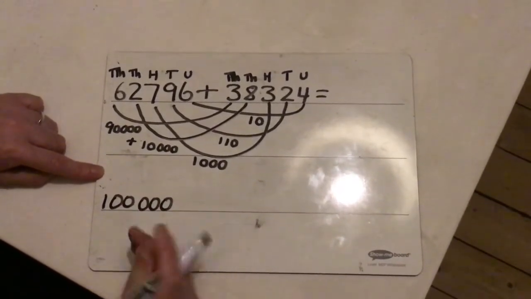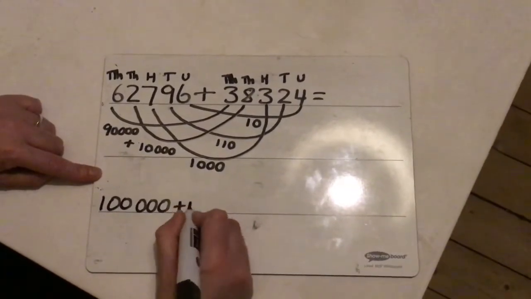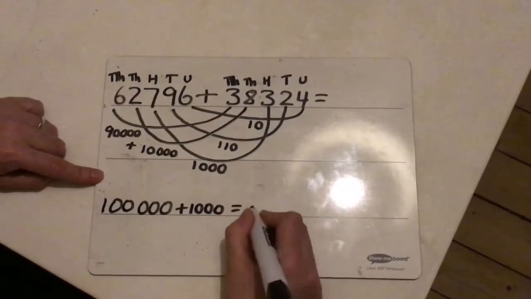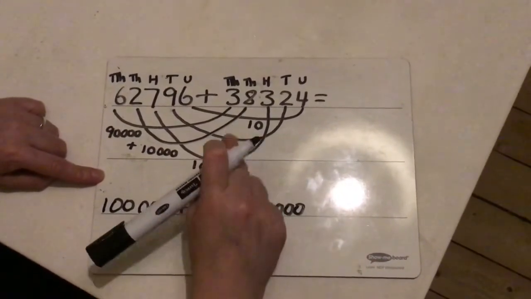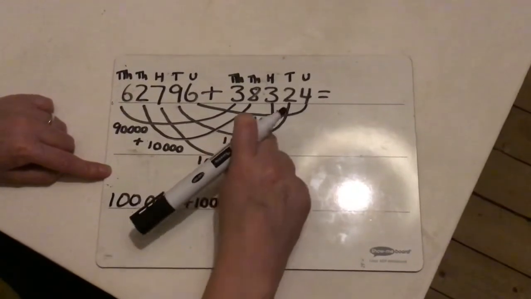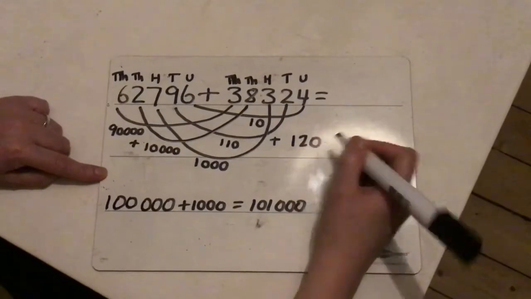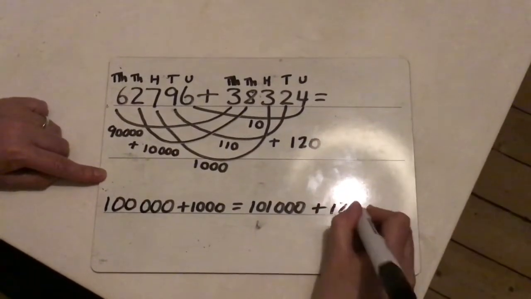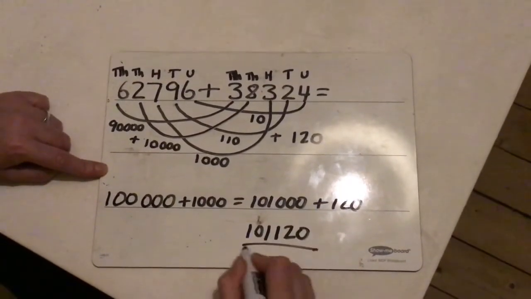Okay, I'm then going to add 100,000 to 1,000, okay? That gives me 101,000. I'm going to add my 110 to 10, which gives me, if I add those two together, 120. And then if I add 120 onto this, I get 101,120.